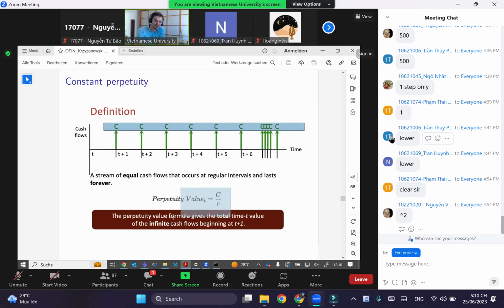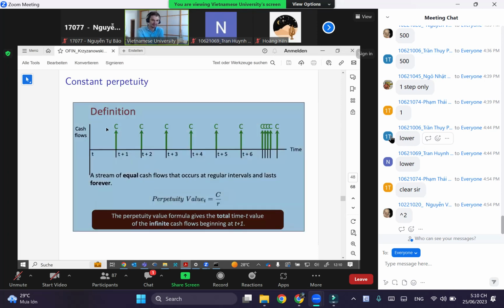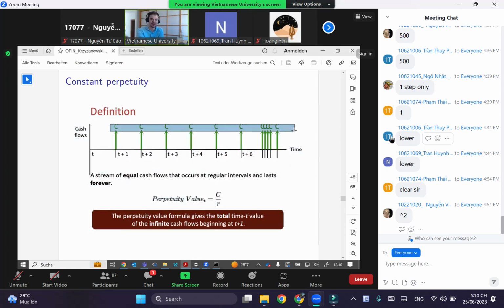As can be shown mathematically, it breaks down to simply saying, if I have these constant payments over time forever in the amount of c with interest rate r being present, then the time t value of this constant perpetuity is c divided by r. So a very easy and light formula, right?